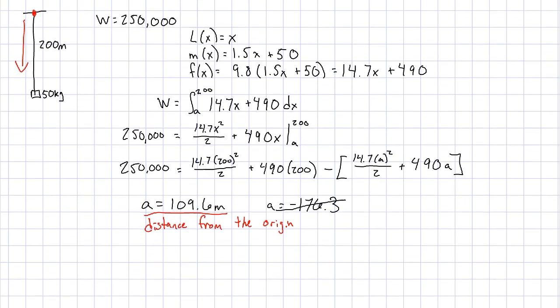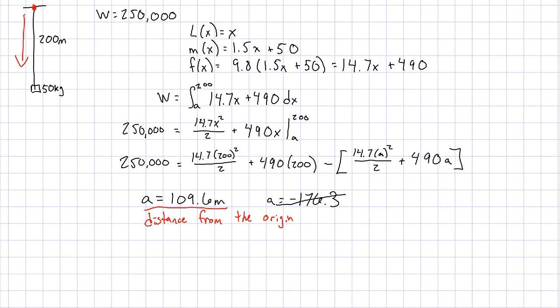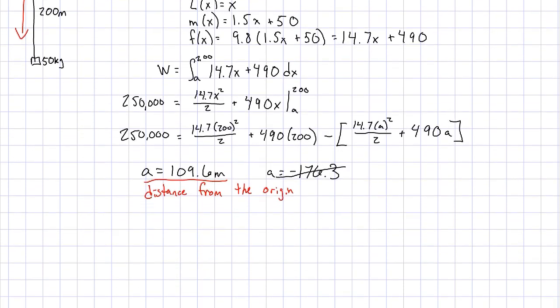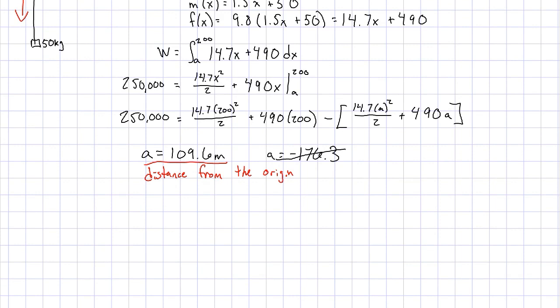But in this instance, because this is a distance from my origin, if I want the distance from the ground, I need to subtract from 200. So the total height is 200. The distance from the ground is going to be 200 minus the 109.6, which should be the same answer we got in the previous problem, which is the 90.4 meters.